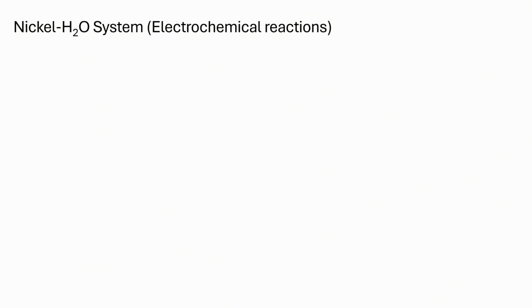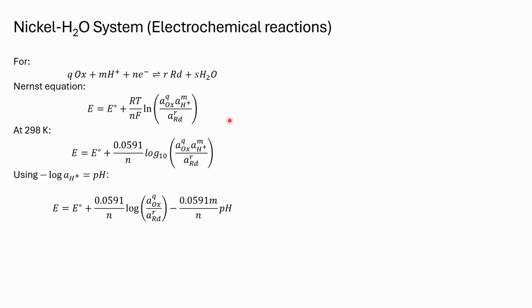With the speciation diagram established and the activities of nickel 2 plus and nickel hydroxide determined, we can now apply the Nernst equation. All the calculations in this tutorial assume a temperature of 298 Kelvin. The Nernst equation for any reduction reaction can be expressed as shown on the screen. Evaluating RT over F at 298 Kelvin and converting to the base 10 logarithm gives a prefactor of 0.0591 volt.